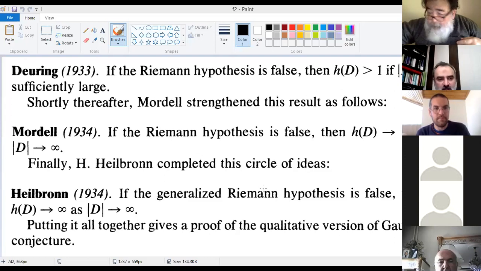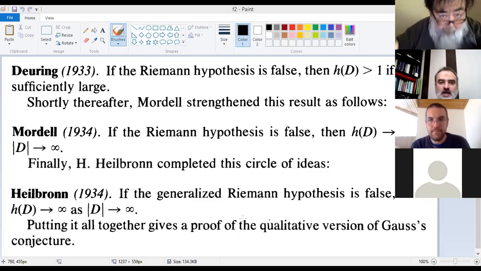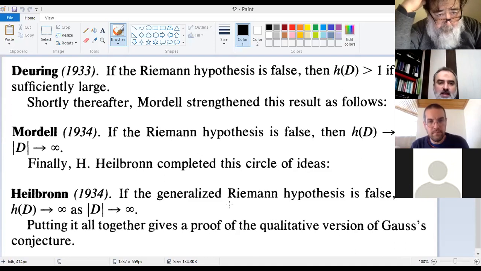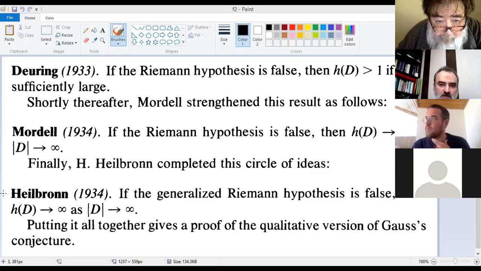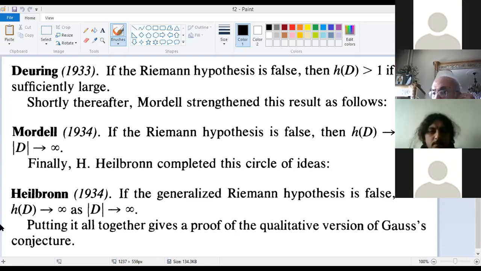Okay. So we had seen that Hecke showed that if GRH is true, then the class number goes to infinity as the absolute value of D goes to infinity. Now the next development was that Doering showed that if the Riemann hypothesis is false, then the class number is greater than 1 as D goes to infinity. In other words, if D is sufficiently large, then H of D is greater than 1. So that shows that there are finitely many of class number 1.